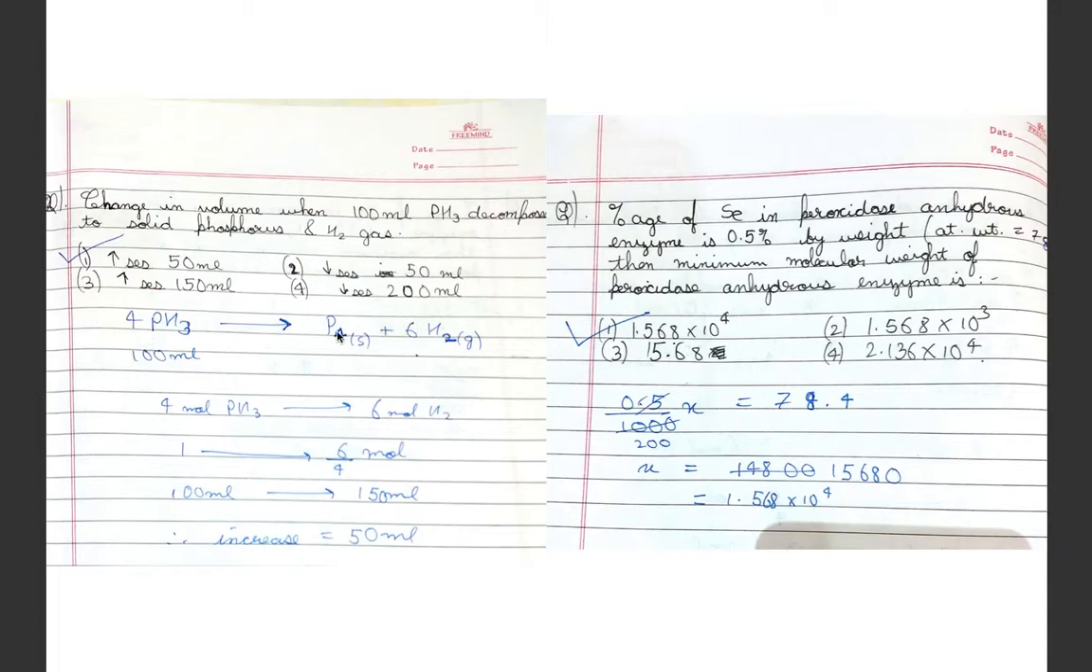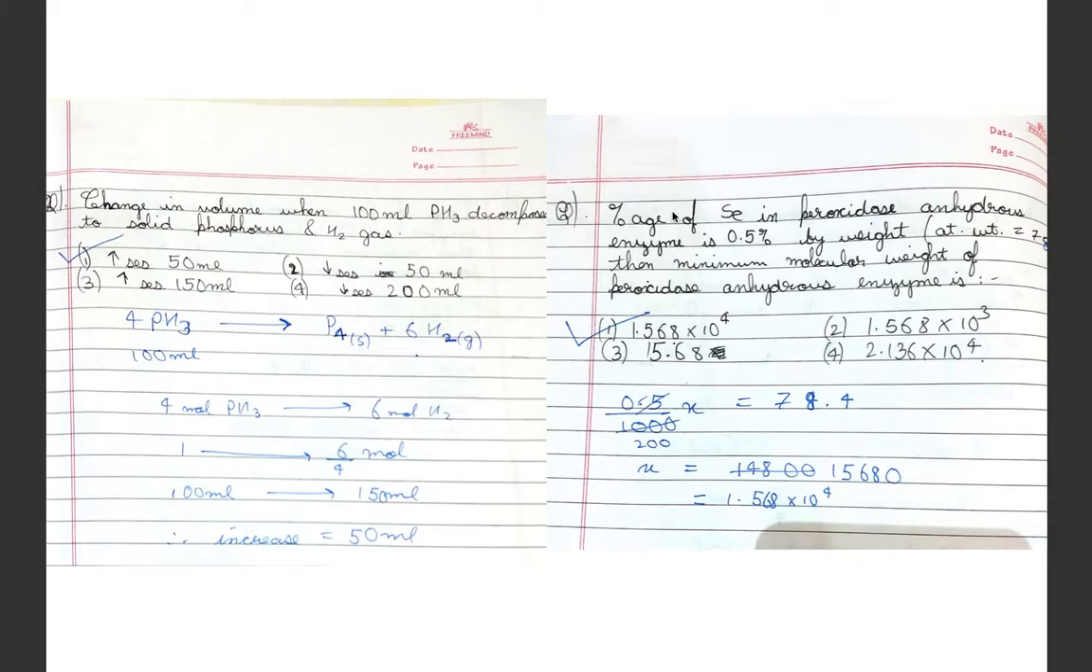We know that P4 is going to be solid, because P4 is phosphorus and it will be solid, and H2 will be gas. It is not mentioned, but still here it is H2 gas. So to solid phosphorus and H2 gas, you can realize that. So it means that the volume is maintained only for the gas. Simply 4 mole of PH3 gives 6 mole of H2, so 1 would be 6 by 4, 1.5, 100 would be 150 ml, so increase would be 50 ml.